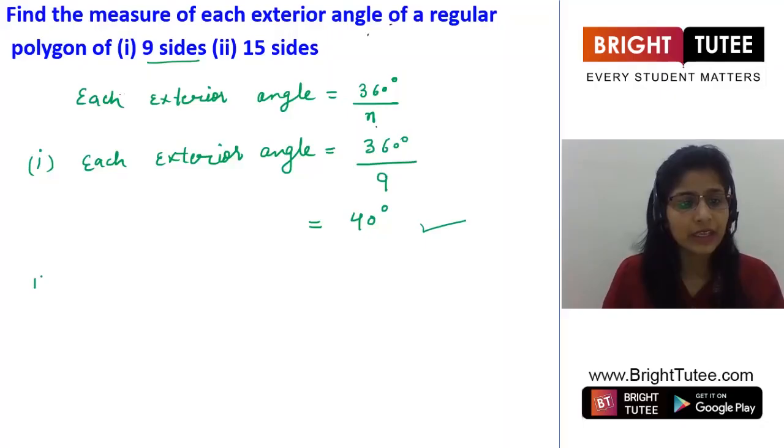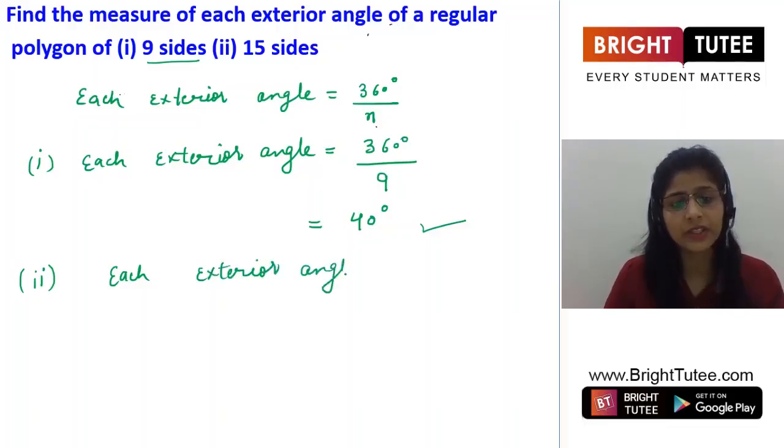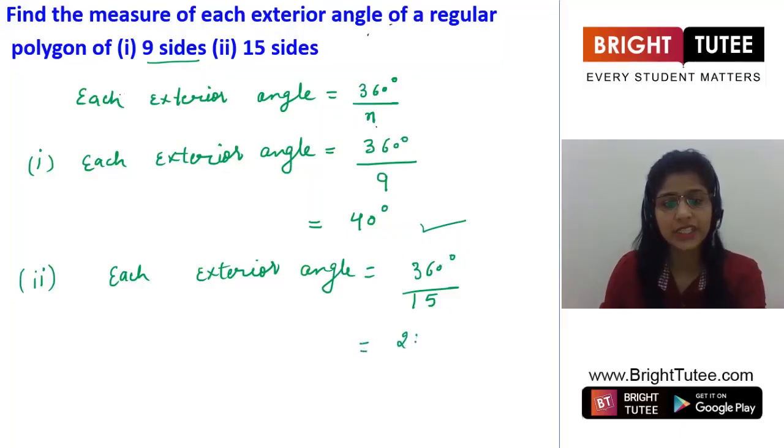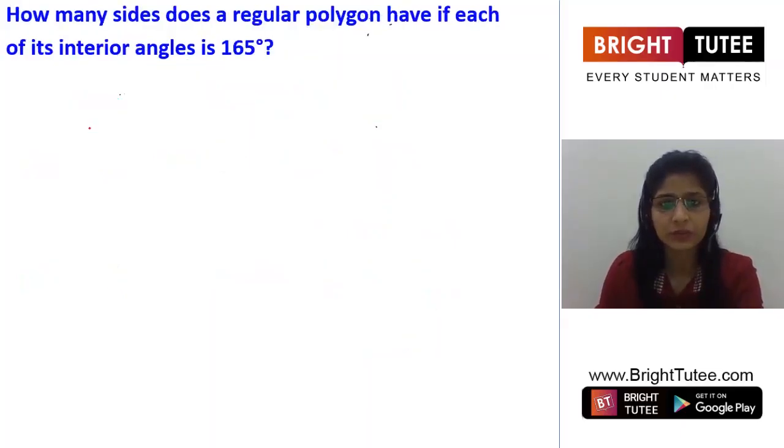The second part you can easily do. The same thing we have to do. Each exterior angle would be equal to 360 degrees divided by 15, right? And we can solve it. We will get 24. So the polygon whose number of sides is 15, its exterior angle will be 24 degrees, right? Let us go to the next question now.